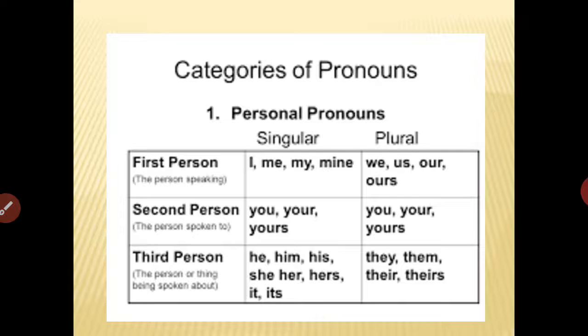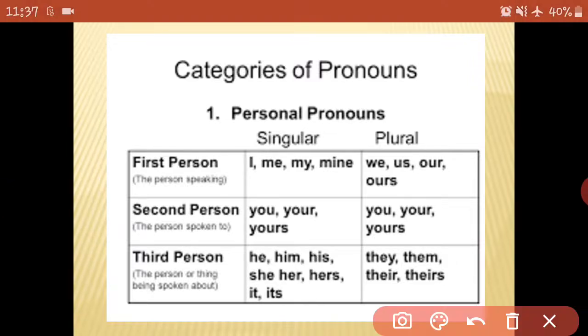Now third person. As you can see, there are many words for the third person. That is he, him, his, she, her, hers, it, its. Now in the plural form, we have they, them, their and theirs.